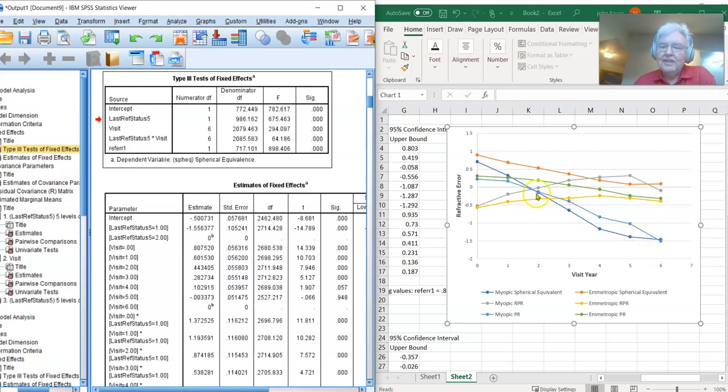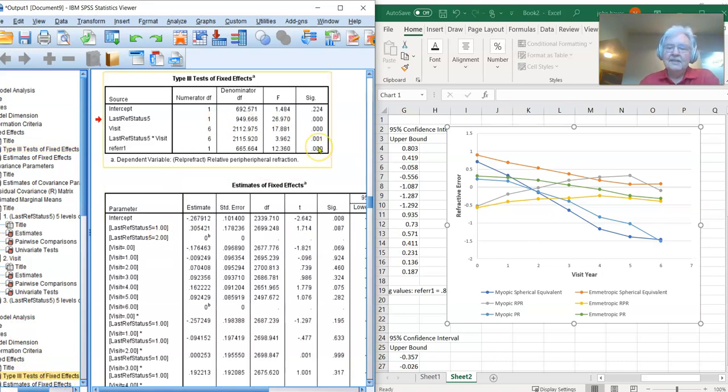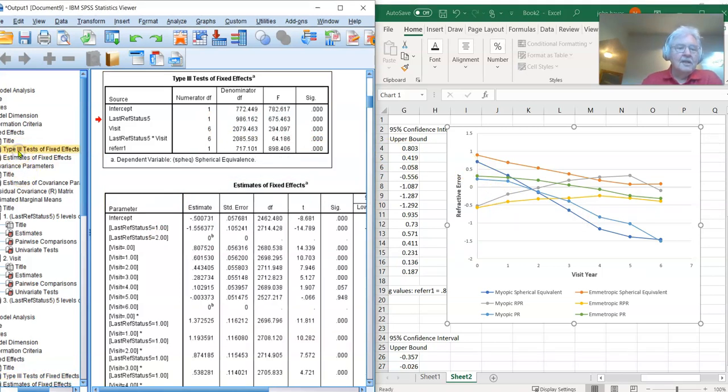For peripheral refraction, that's the blue and the green, these two lines. They're also diverging, and so that's going to have a significant interaction. And then we have the relative peripheral refraction, and that has a significant one too. So we're mostly going to be concerned about the interaction terms because they're all significant. Later we come down and talk about effect sizes at different years across here.